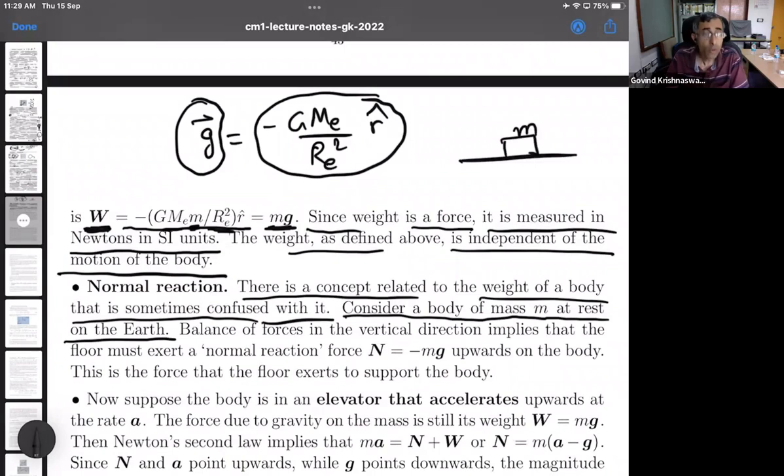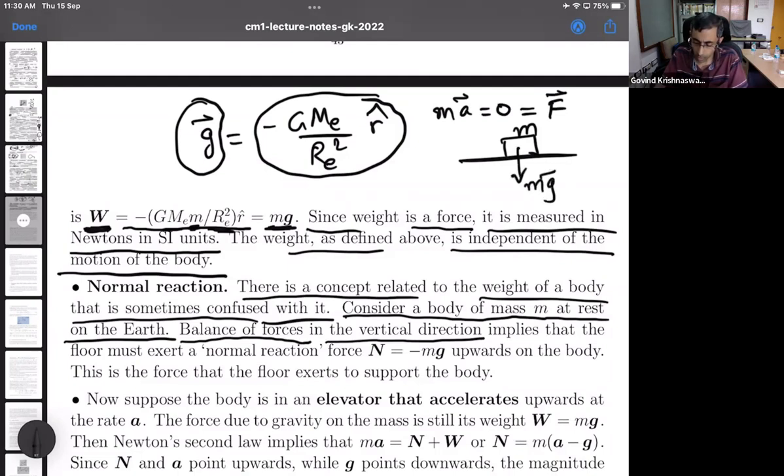Now Newton's second law would tell us, because it's at rest, it's not moving vertically, there is no acceleration. Mass times acceleration is 0, but that must be equal to the force. So the net force on the body must be 0. In other words, the forces acting on this body must be balanced in the vertical direction. Let's look at the vertical direction. We already know that the Earth is pulling this mass down with a force m times g. If this was the only force, then it would be unbalanced and the particle would accelerate. So there must be some other force acting on it.